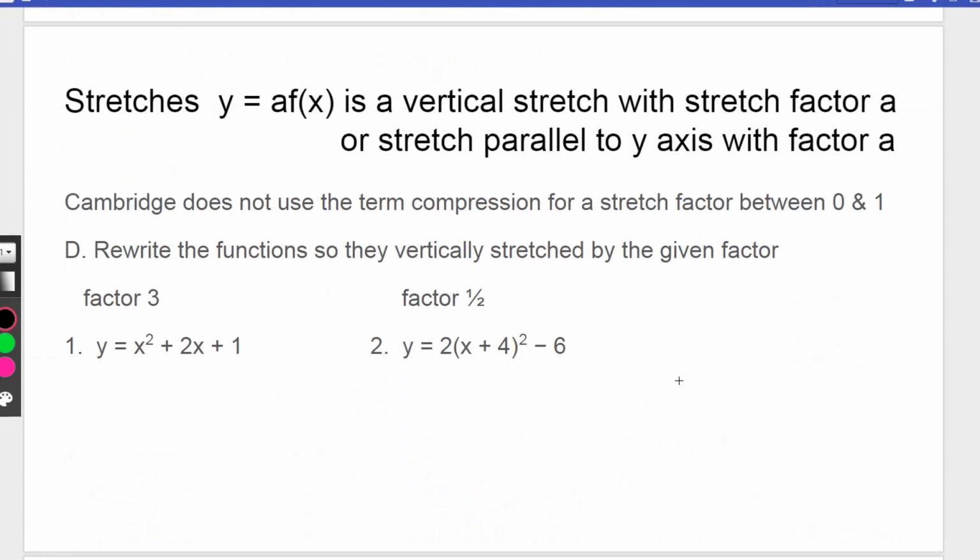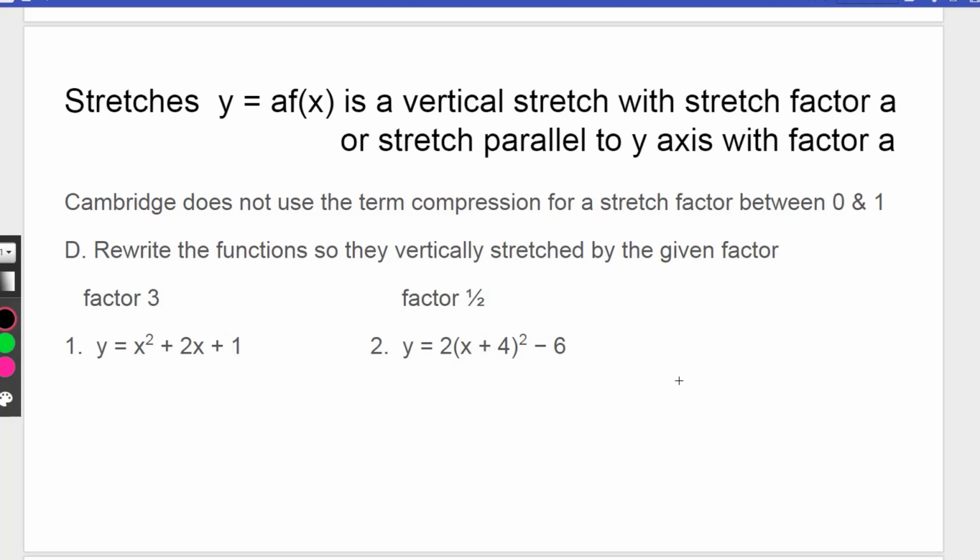Now stretches. Stretches, vertical stretches, or compressions. Again, they're not going to use the word compression. Whenever you multiply by a number bigger than 1, it's going to make it skinnier. It's going to make it thinner. If you multiply by a number between 0 and 1, it's going to make it wider. It's going to make it fatter. What we've got to make sure is we talk about when we're doing this that it's going to result in this stretch factor. Stretch factor of 2. Stretch factor of 1/2. So instead of using the word stretch or compression, they're just going to be talking about the factor.